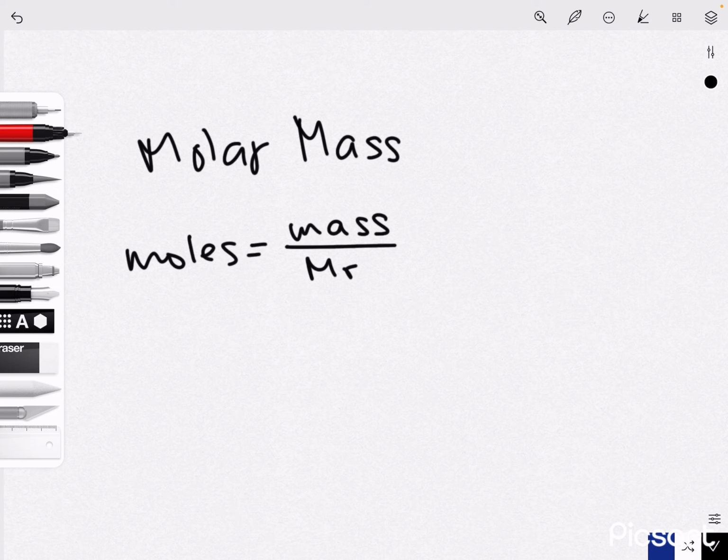Let's do a quick calculation using this. Let's say that we have 2 grams of water, and our Mr for water was 18.02. Let me do that calculation real quick. Can't do that in my mind. 2 divided by 18.02. Not a very nice number. Let's just round that to about 0.11 moles.